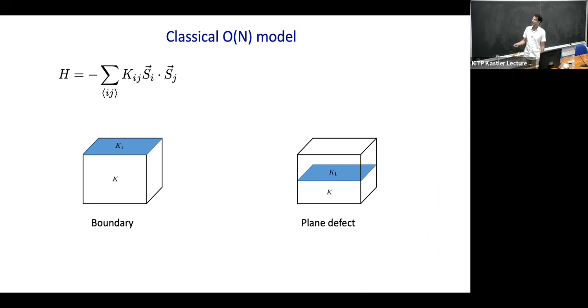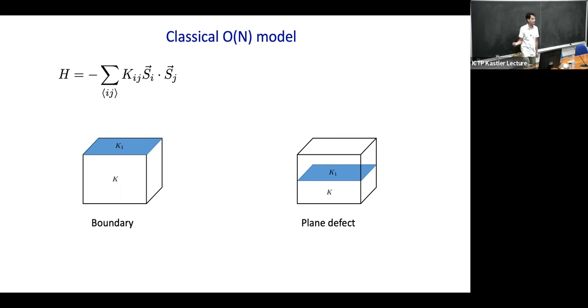And so this is a cubic lattice, and there are classical spins, that is, length 1 classical vectors sitting on the sites of this lattice. They have n components, and they're coupled with nearest neighbor ferromagnetic interaction. And I want to consider 2 geometries. A semi-infinite geometry, where there is a boundary, and I will allow the coupling on the boundary to be distinct from the coupling in the bulk. And the second geometry is this plane defect geometry, where instead of a boundary, I have a defect plane. And again, I allow the exchange coupling between spins on the plane to be distinct from the coupling in the bulk.